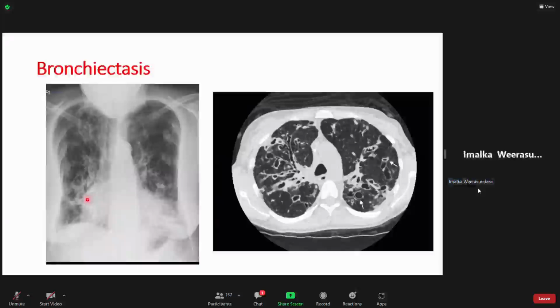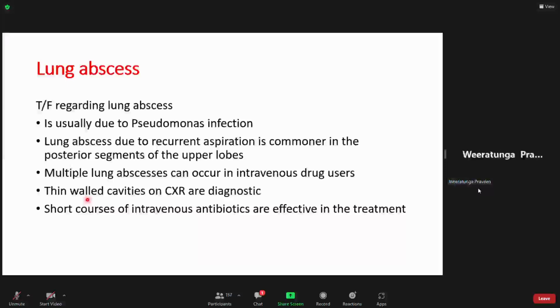Sir, can a single organism cause a lung abscess? Sorry, I forgot to mention that. Yes. Thank you for reminding me. So multiple lung abscesses can also occur in Burkholderia pseudomallei, melioidosis. That is another organism that causes multiple lung abscesses. Yes, that's right.